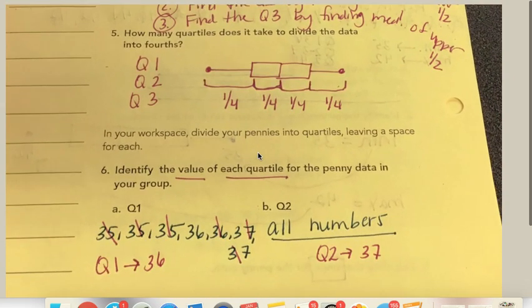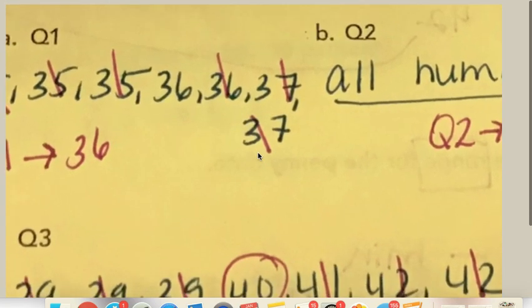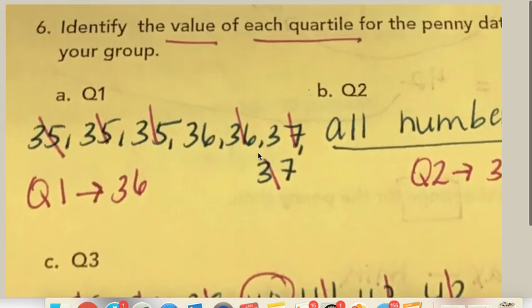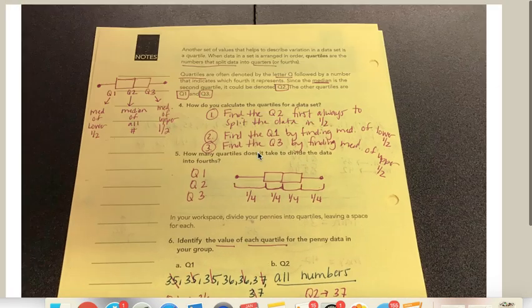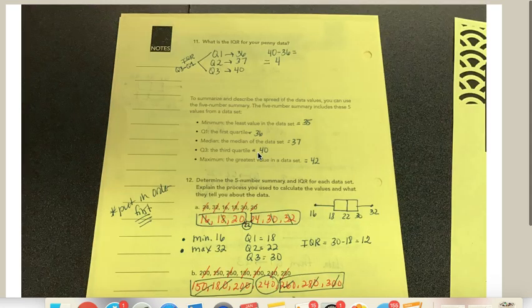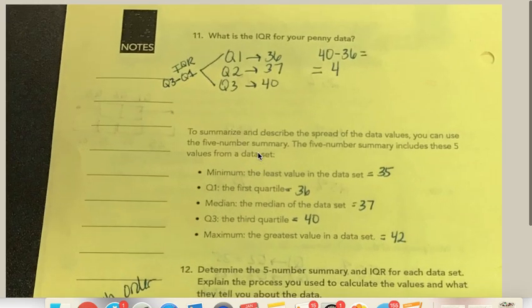Then we talked a little bit about what numbers would be in all of quartile 1, where the actual quartile 1 would be 36. Quartile 2, which would include all the numbers, but we found out the middle number was 37. And then, I don't think you guys can see it, quartile 3 was 40. I have to zoom in real close. So that's that page. This is the next page, and it talks again about the different quartiles.